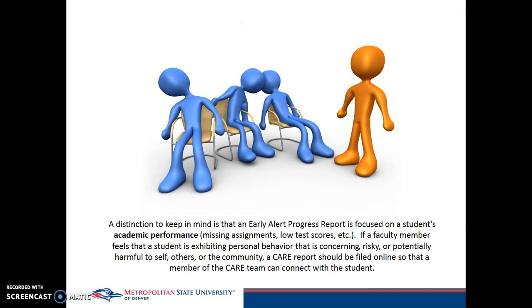A distinction to keep in mind is that an Early Alert progress report is focused on a student's academic performance, missing assignments, low test scores, etc. If a faculty member feels that a student is exhibiting personal behavior that is concerning, risky, or potentially harmful to self, others, or the community, a care report should be filed online so that a member of the care team can connect with the student.